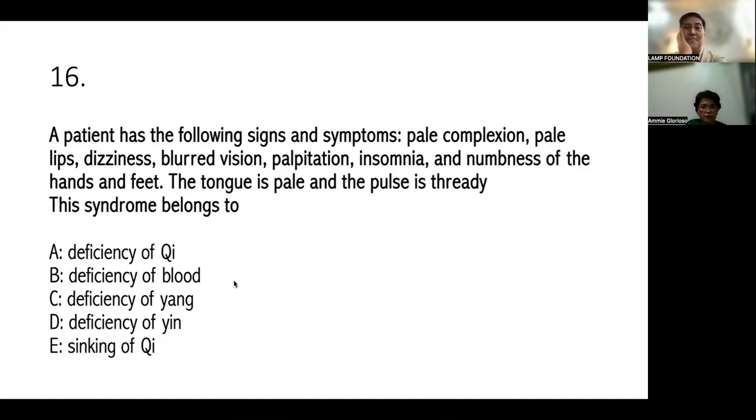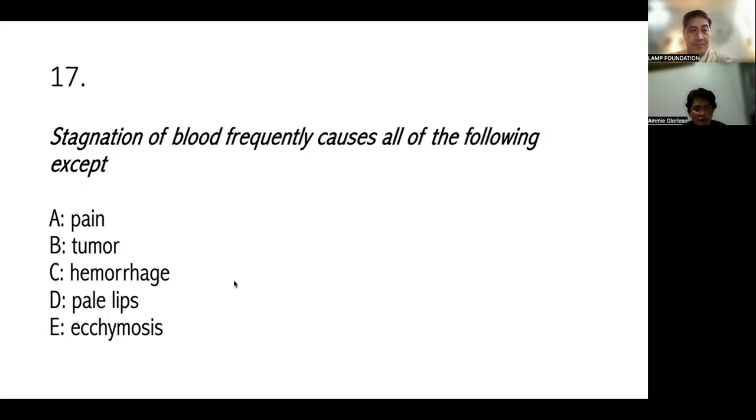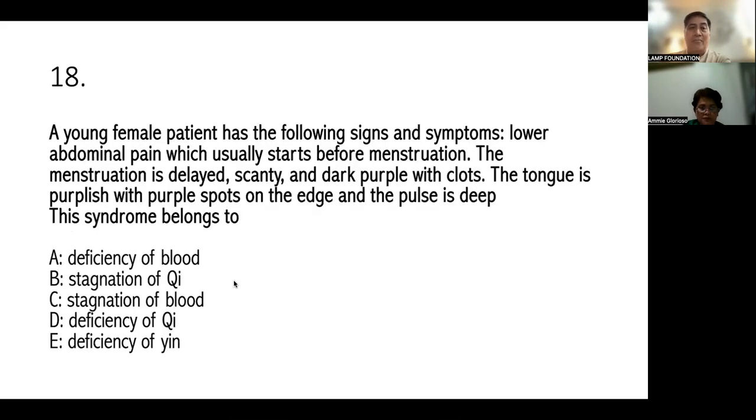Yes po. Next. Number 17. Number 17, Doc, sorry. Stagnation of blood frequently causes all of the following except... lips. Ano dapat ang kulay ng lips? Purple po. Ang galing. Purple. Okay, good. Number 18.